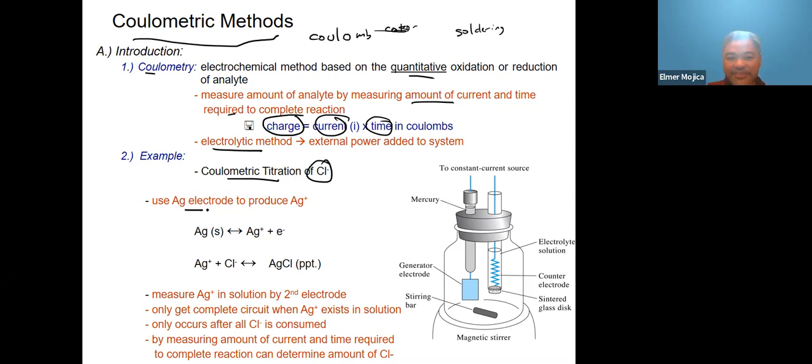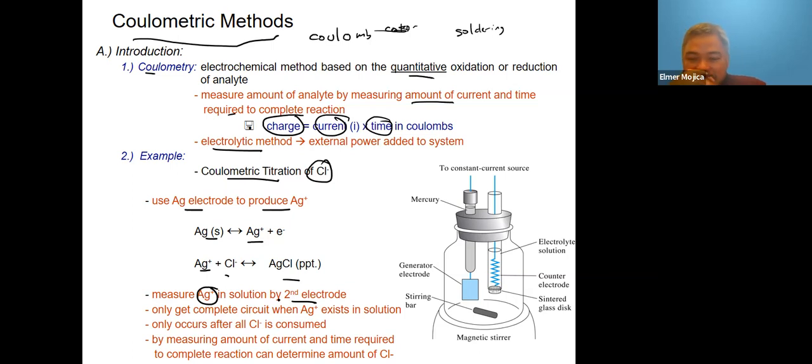So they use the silver electrode to produce silver ion. Okay? So yung silver solid mo, i-oxidize yun to silver ion. Tapos itatitrate mo yun doon sa chloride. So magkakaroon ka ng precipitate. So ang ano nga dito, this is a second indicator electrode of the second kind. Okay? Or not really the second kind. Ang ibig sabihin dito, yung silver ion na magpo-form, meron kang second electrode.